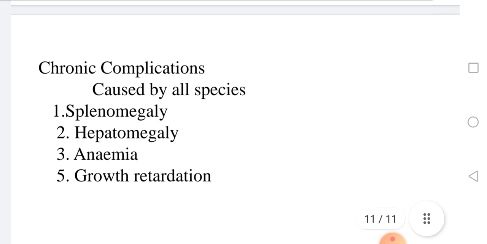Chronic complications caused by all species: splenomegaly, hepatomegaly, anemia, and growth retardation. Growth retardation, this is common in children. The growth of the child will not match his or her chronological age.